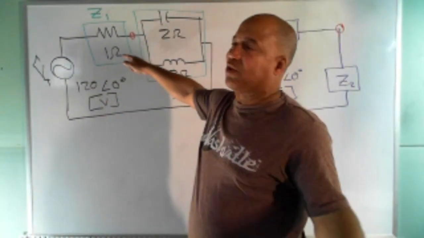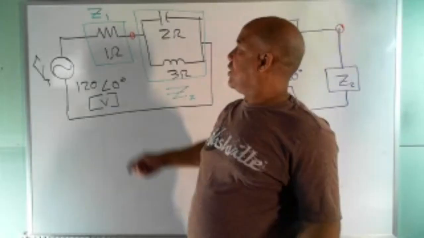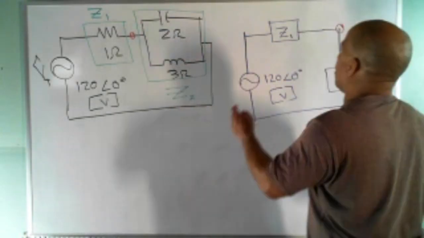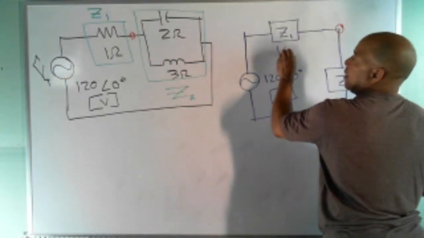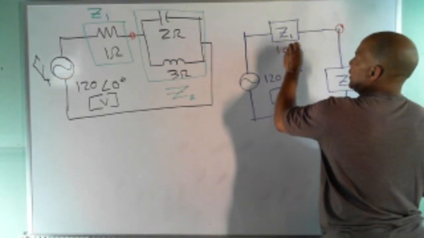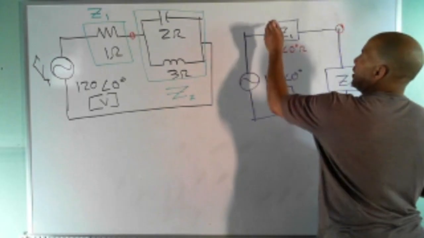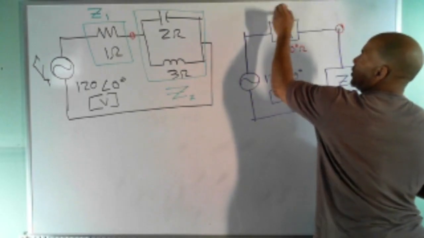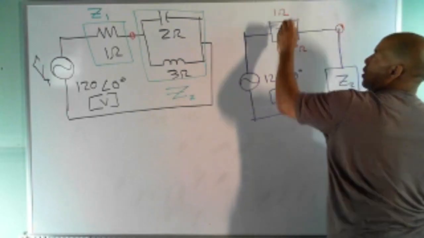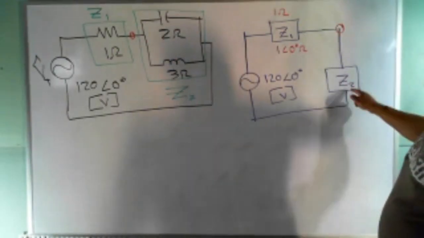Well, this one, there's no solving. I can just look at it. This is, in polar form, 1 at an angle of 0 degrees. And in rectangular form, it's just 1 plus J0. So I'm just going to write it as 1. Now this one, we got a little work to do.